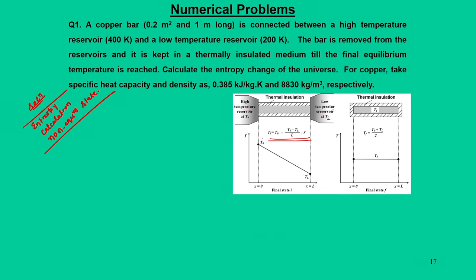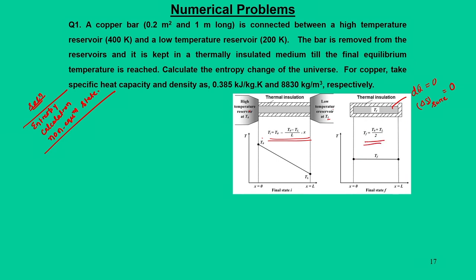Now, after some time the reservoirs are disconnected and this entire bar is kept under thermal insulation, so that dQ2 is 0 for the outside. That means delta S for the surroundings is equal to 0. But what happens to the bar? After a certain time the bar assumes the equilibrium temperature. So, initially the system is not in an equilibrium state. The final state is an equilibrium state.